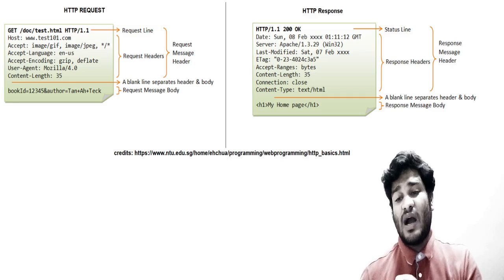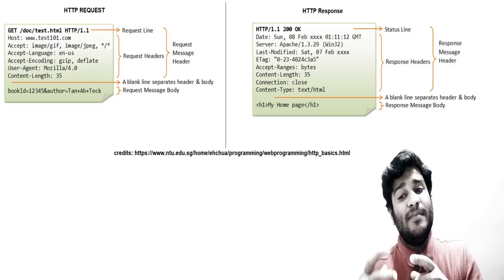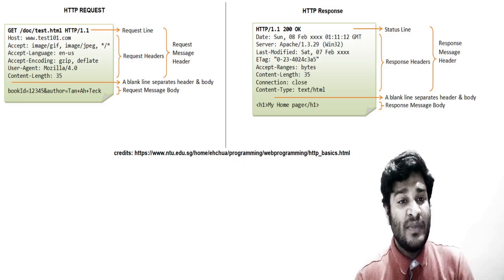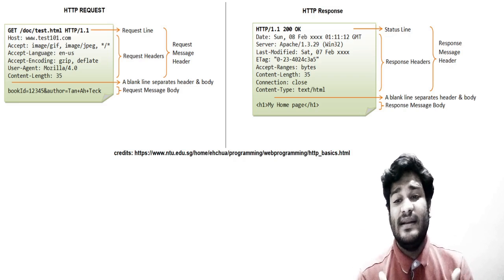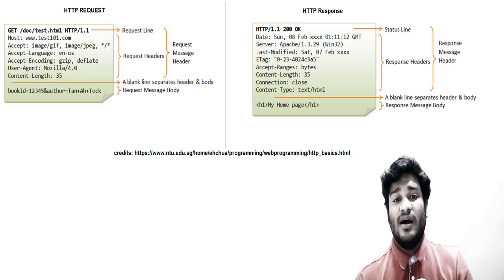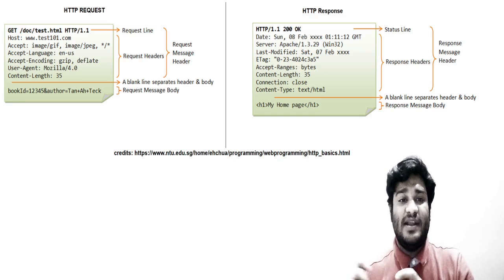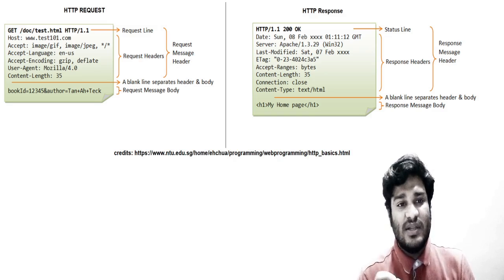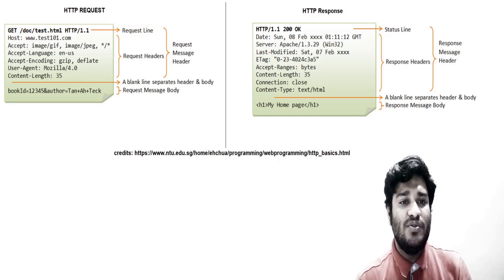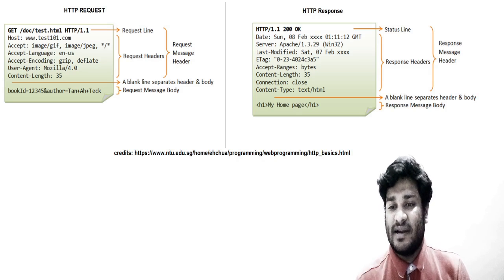We do not want our server to block its time reading the body if it is not required. So for example, when we say that the content length is 35, this means that the body of this particular request has the content length of 35. If you see over here, book ID 1234 and author tan in the HTTP request, this is nothing but the query string.